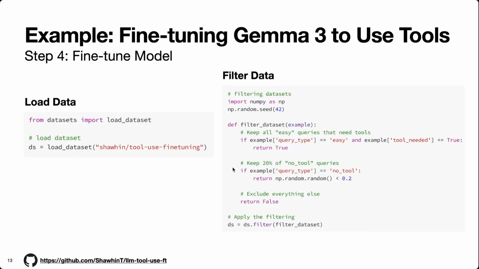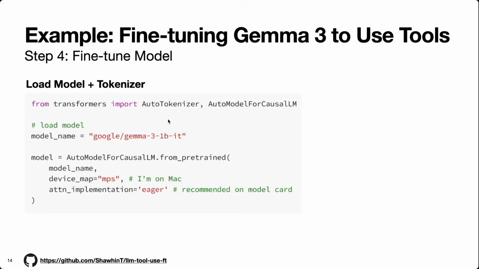So after many iterations, I finally landed on this training dataset where I kept all the easy query traces, and then I kept 20% of the no tool call traces, and then excluded all the hard tool call traces. So I have this filter dataset function, and then I can apply this filter to the entire dataset. Next, we can load in the model and the tokenizer.